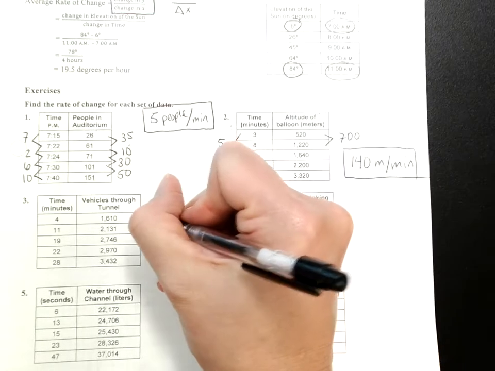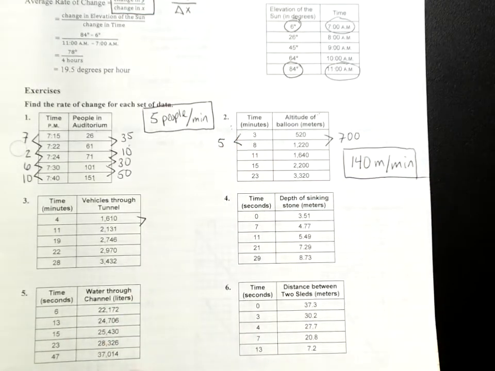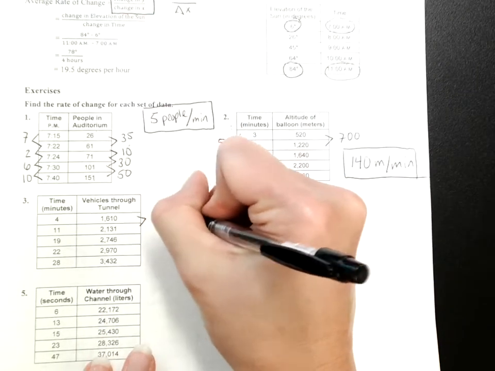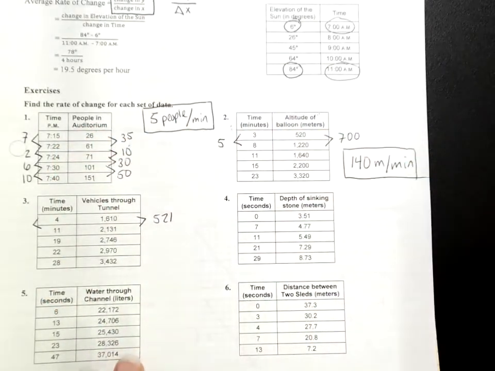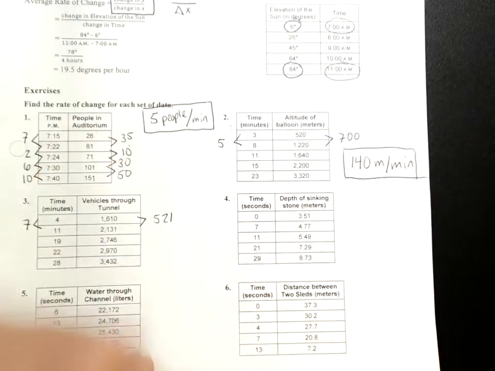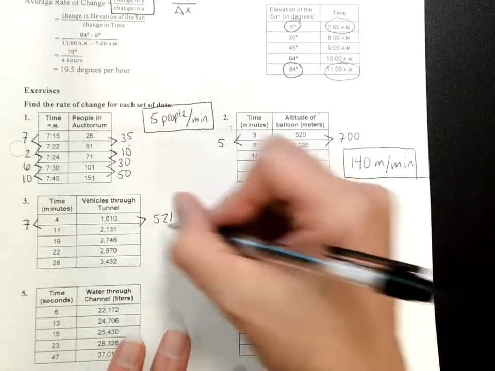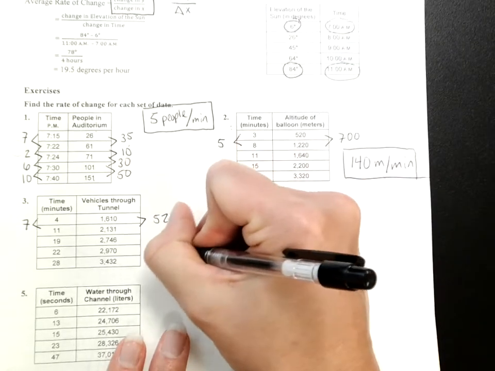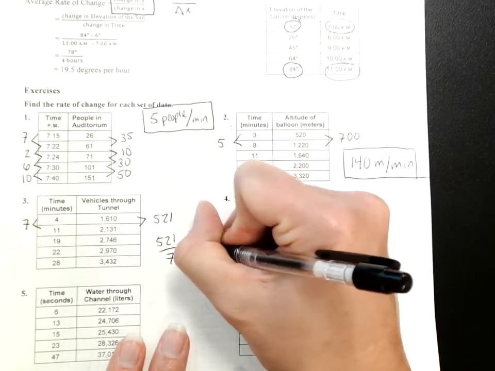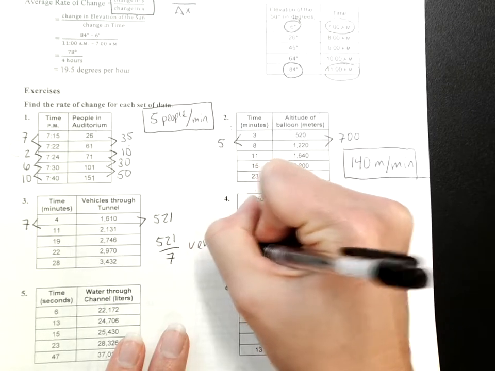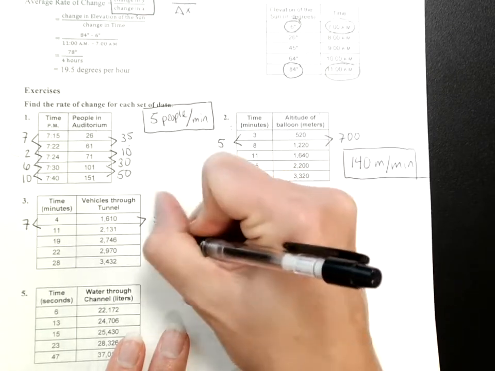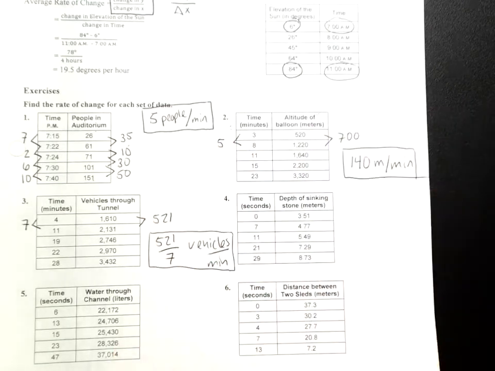Same thing here, compare the number of vehicles. 2,131 minus 1,610. That's a difference of 521. Between 4 minutes and 11 minutes is a change in 7. 521 divided by 7 is a terrible number if you use a decimal, so leave it as a fraction. 521 over 7 vehicles per minute. That was an ugly example. I wished I hadn't done it.